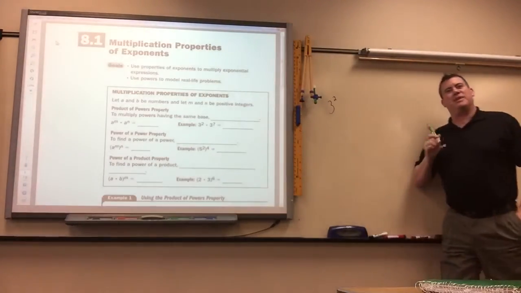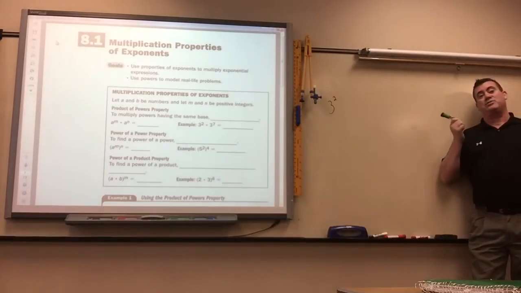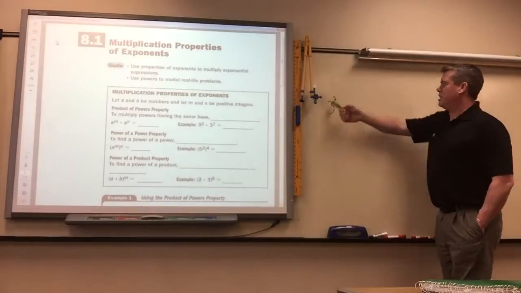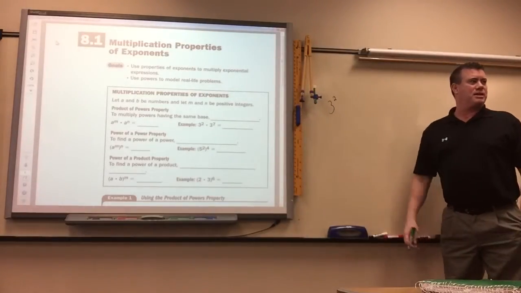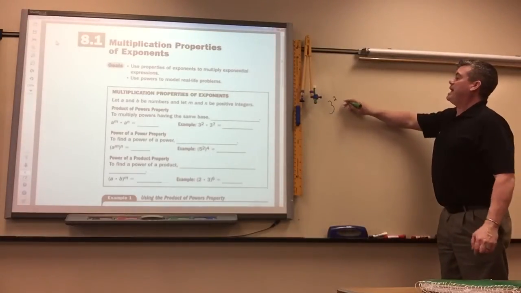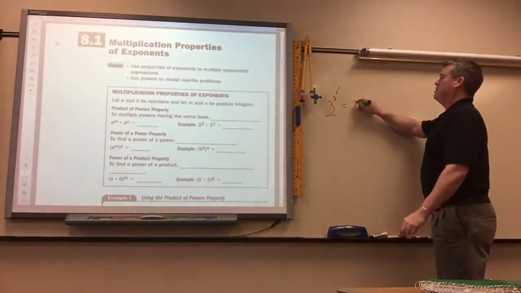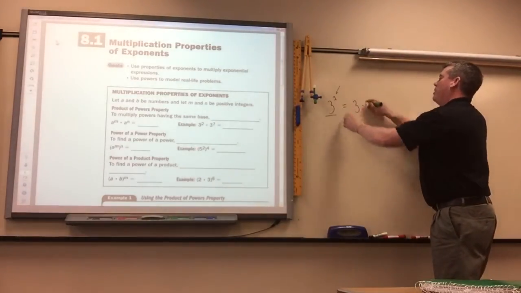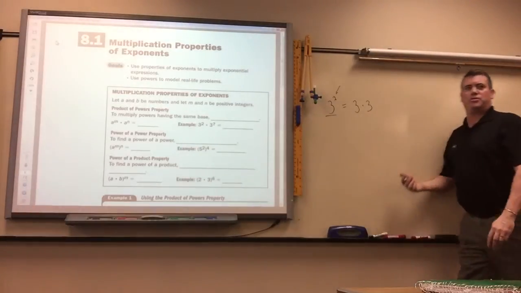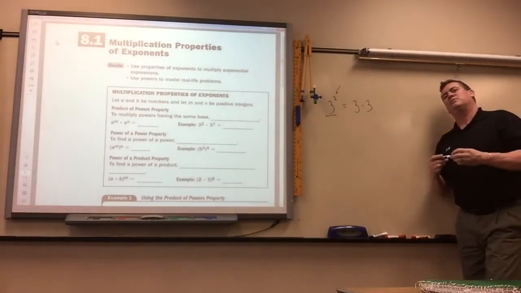Sometimes people make a mistake. They look at this and they'll say the answer is 6. 9. It's 9. What they're doing wrong is 3 and 2, and it just pops in your mind 3 times 2 is 6. But remember, an exponent means you take whatever the base is times itself that many times. 3 times 3.